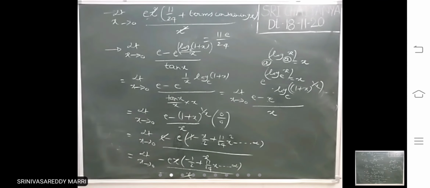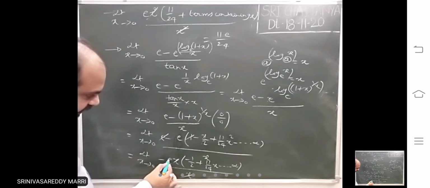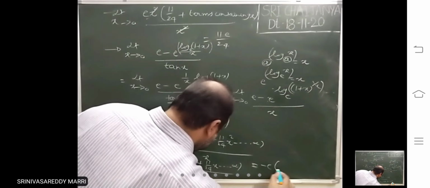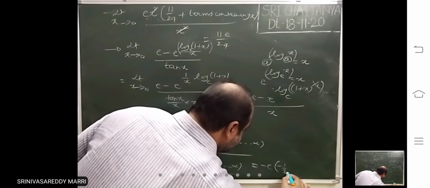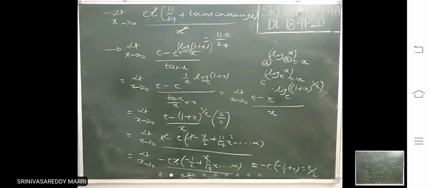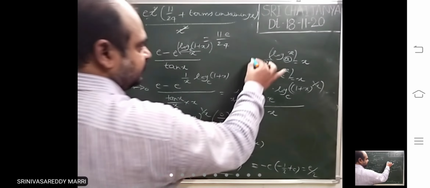That means what is the answer? So minus e, substitute 0: minus 1 by 2 plus all the terms will become 0. What is the answer? e by 2. The answer is e by 2. Remember this rule of logarithm.